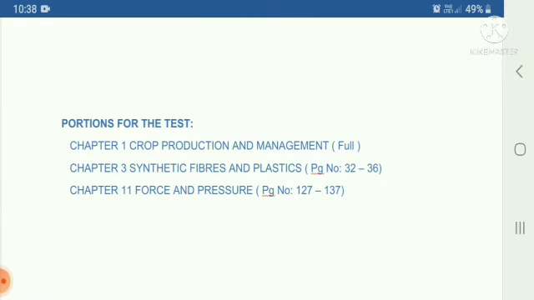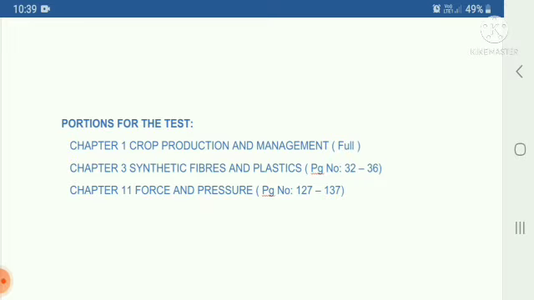Chapter 1, crop production and management. In this chapter, you are going to read fully. Okay? And chapter 3, synthetic fibers and plastics. In this chapter, you are going to read page number 32 to 36, before the topic of plastics.